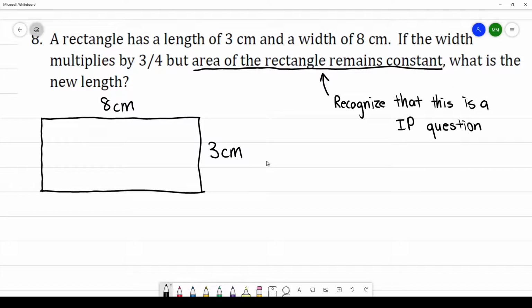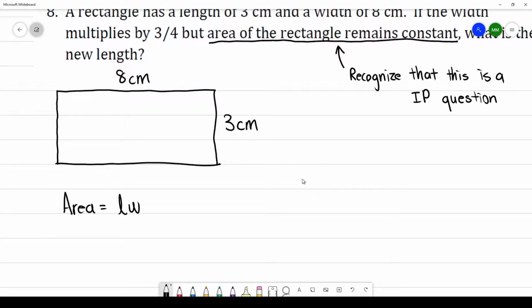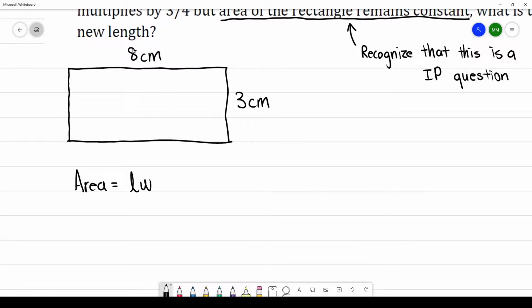Well, since the area is equal to length times width, and then we are told that the width is multiplied by 3/4. So as long as we figure out the new width, we can find out the new length. Because the area is always 8 times 3, which is 24 centimeters squared. Okay? So I'll just erase this for now.